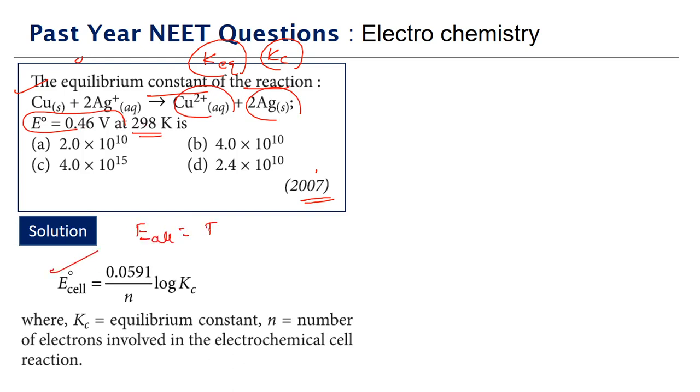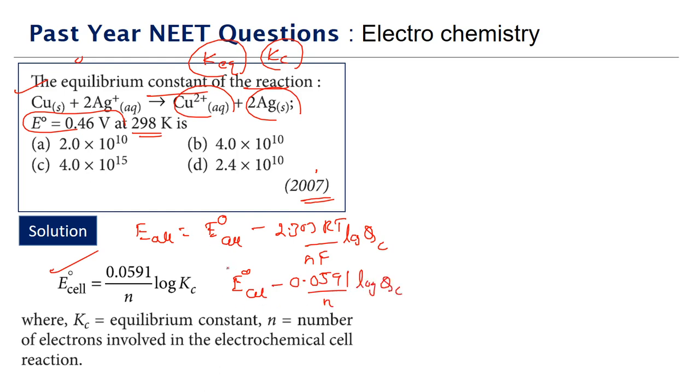We have a relation. Normal Nernst equation is: E cell is equal to E naught cell, general equation, minus 2.303 RT by NF log QC. That is the general equation. So if temperature is 298, it will be E cell equal to E naught cell minus 0.0591 by N into log QC. This is the Nernst equation.